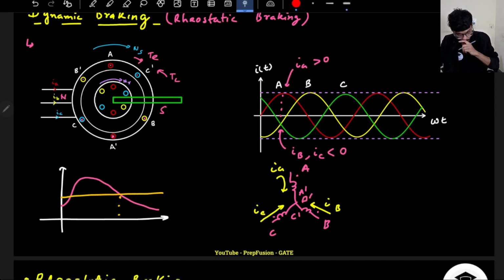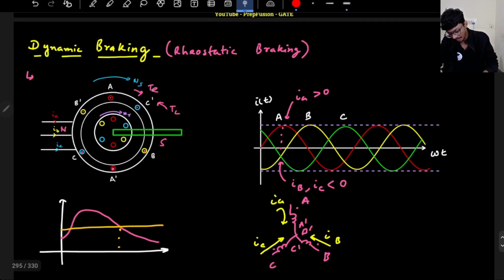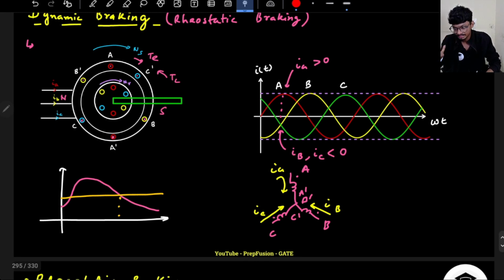But what I want to do through electric means is develop a torque in the opposite direction so that it comes to rest, because the rotor is rotating in the clockwise direction. How will I stop the rotor? Simply by decelerating it, right? How will I decelerate? I have to provide a torque in the opposite direction, a negative torque. So somehow I have to think of something.